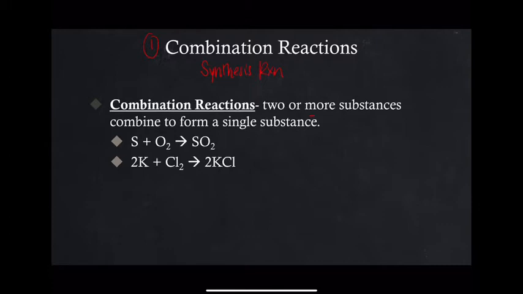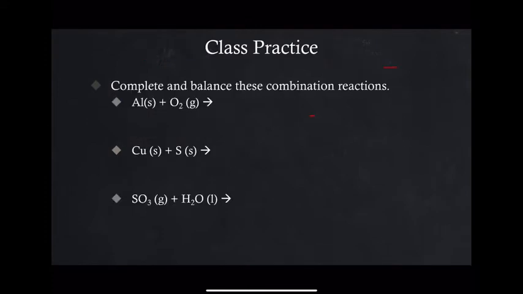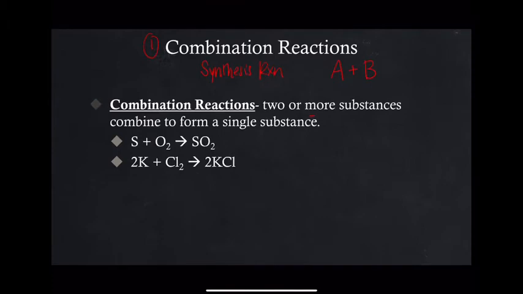So in a combination or a synthesis reaction, you have 2 substances that combine together to form a single substance. So for example, A plus B yields AB, and that would be a synthesis reaction or a combination reaction. So you see 2 examples here.